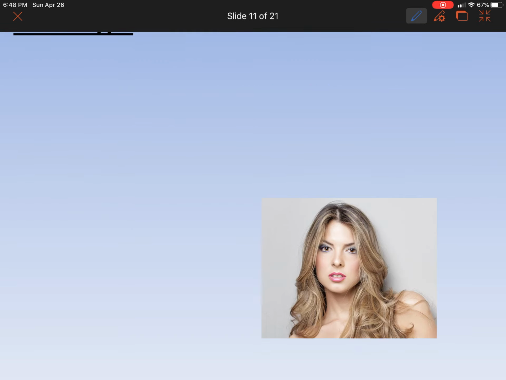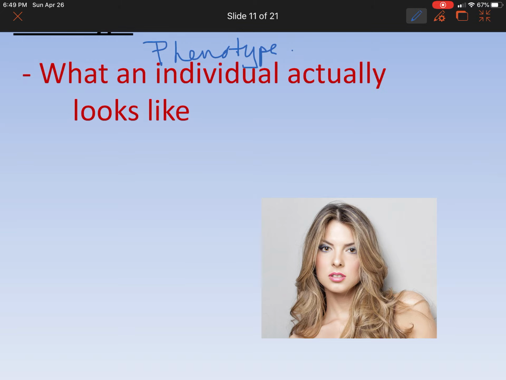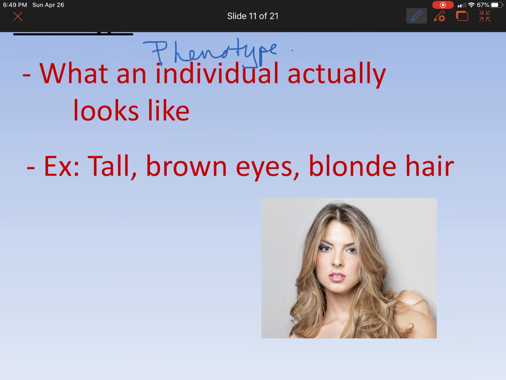Now, this is phenotype up here. I should have lowered these before I started here. Phenotype is what an individual actually looks like. So for example, this person in the picture here is tall, with brown eyes and blonde hair. So we can make guesses about what her genotype would be. So that would be her actual genetics, what's on the DNA. But the phenotype is what something actually looks like, or how the trait presents itself.